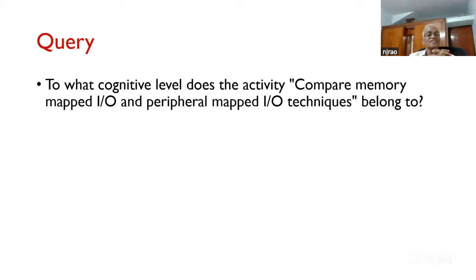Okay, there is one last query. To what cognitive level does the activity compare memory mapped IO and peripheral belong? It belongs to cognitive level, understand.